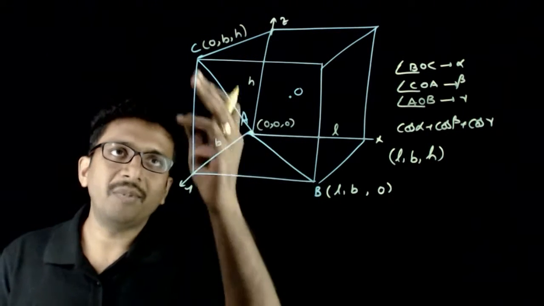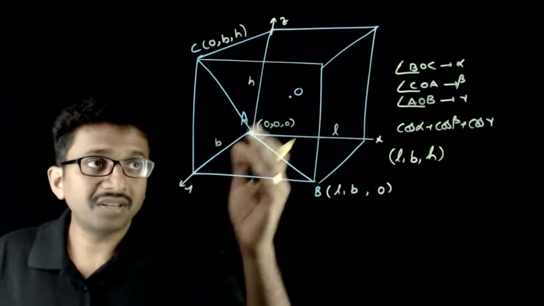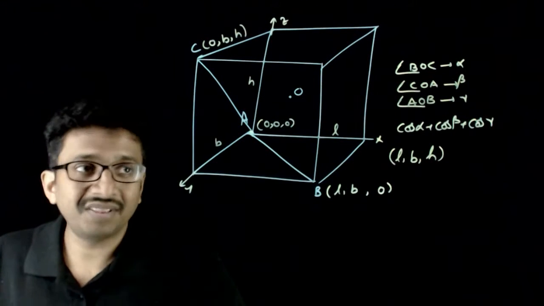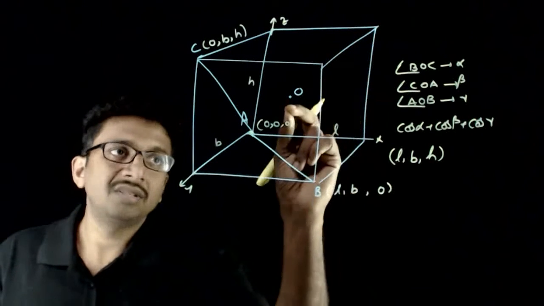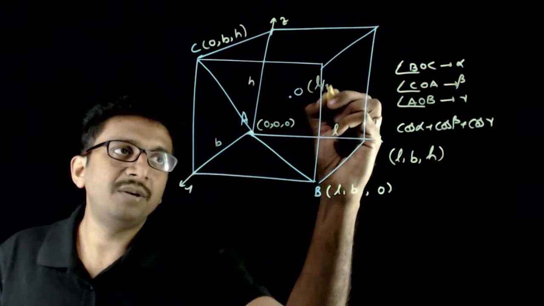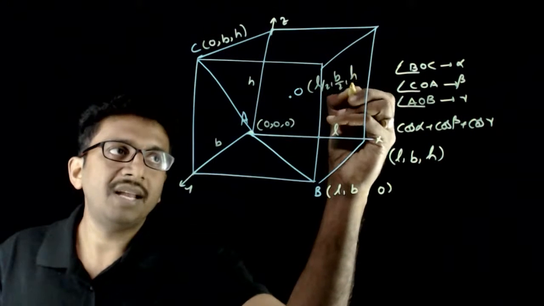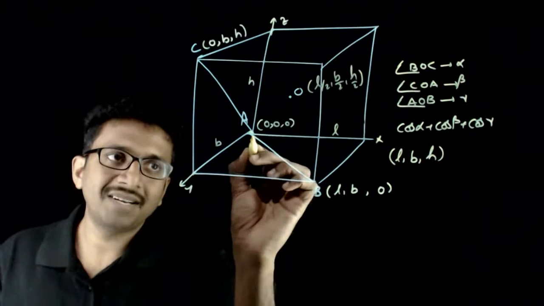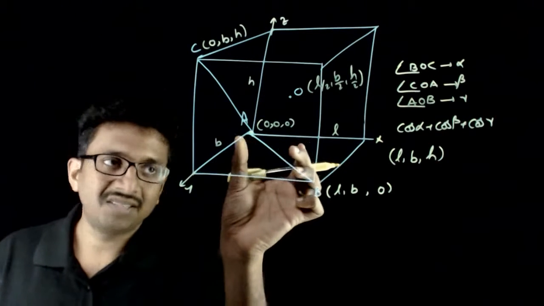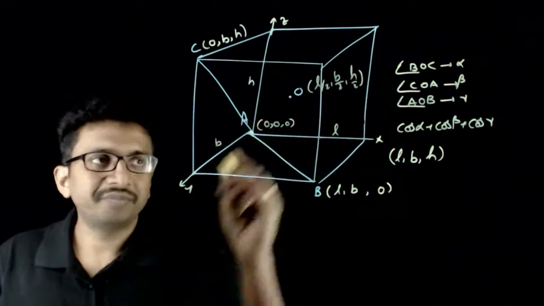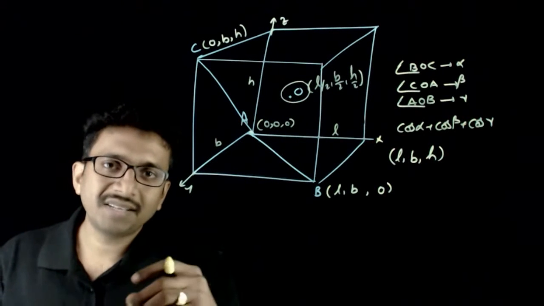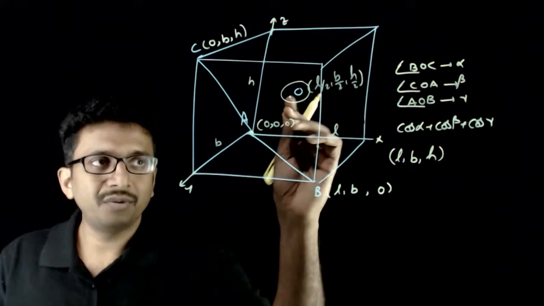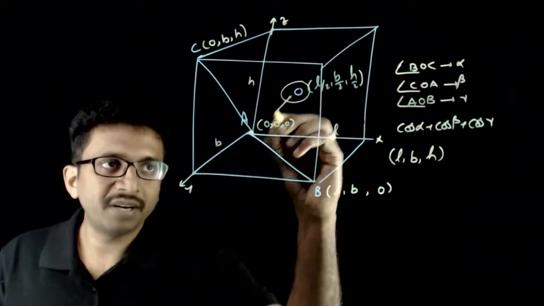Now you have all the 3 points A, B, C. What are the coordinates of the center with respect to this? The extreme corner will be L, B, H, so the midpoint will be L by 2, B by 2, and H by 2. To go to the center, I have to go half the distances. So this will be the center. Now let us find the vectors, because to find the angles it's always better to find the vectors.